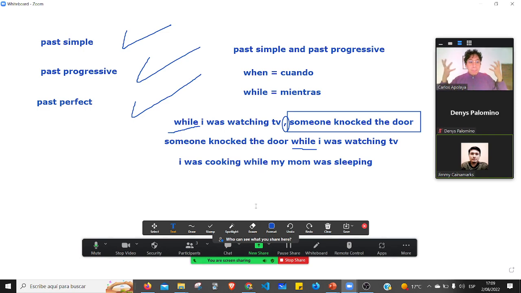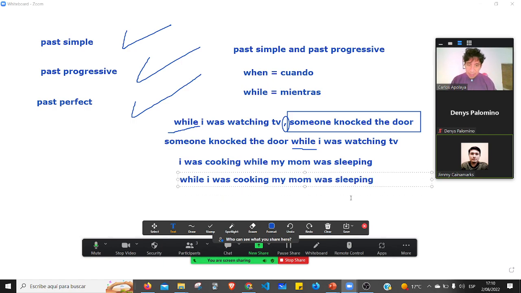None of them, because both sentences were happening at the same time. So I'm cooking and my mom is sleeping. Both sentences are happening at the same time. But in this case, we're happening at that point in the past. So how can we say here? We start with "while", you can choose whatever. You can say, "While I was cooking, my mom was sleeping." Is that okay, that sentence?